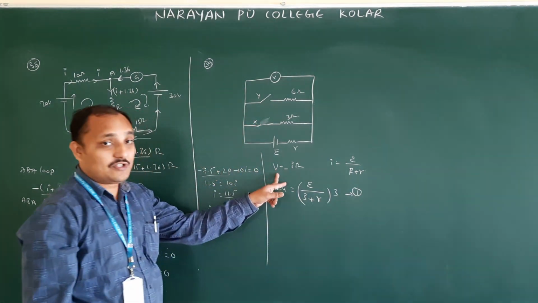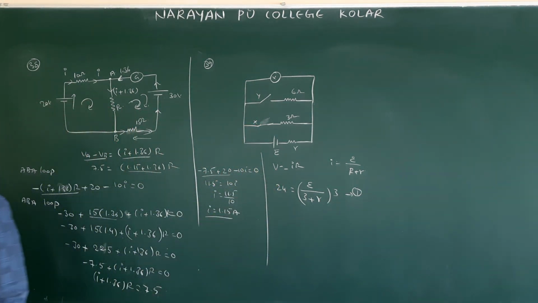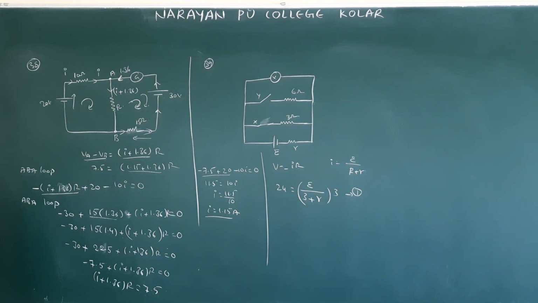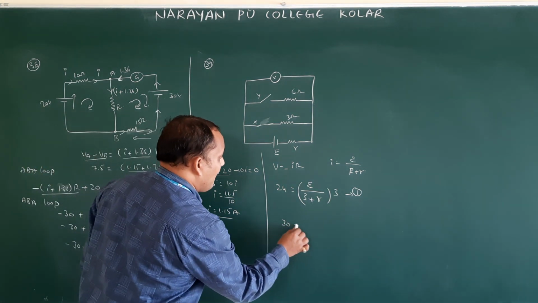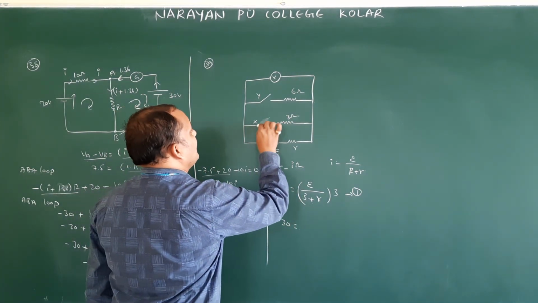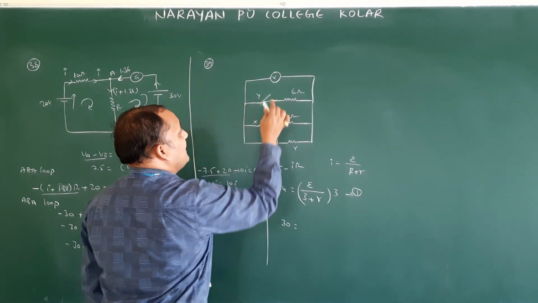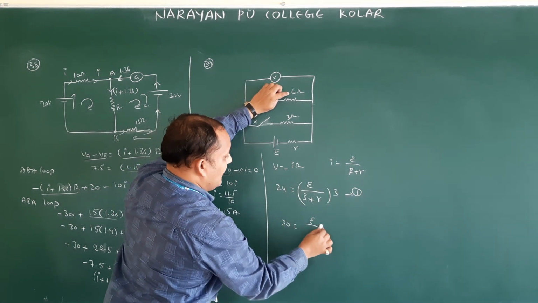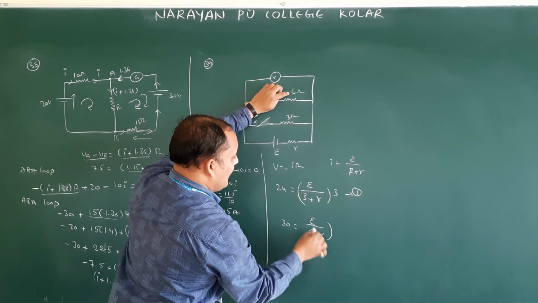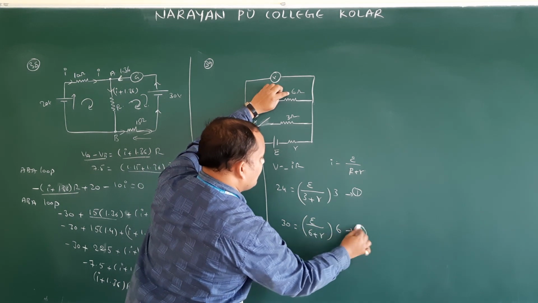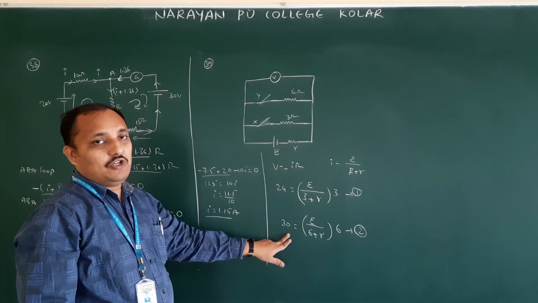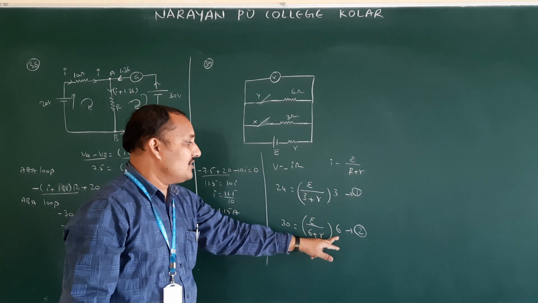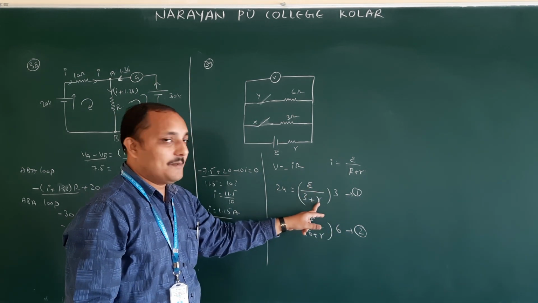When X is closed, voltage is 24. Correct or not? Voltage is 24. Now when Y is closed, voltage is how much? 30. When Y is closed, X is open, Y is closed. Now in place of capital R, how much is there? 6. Therefore, E by 6 plus r into 6. That is nothing but equation number 2. Okay. If we solve these two, you will get small e, small r values.